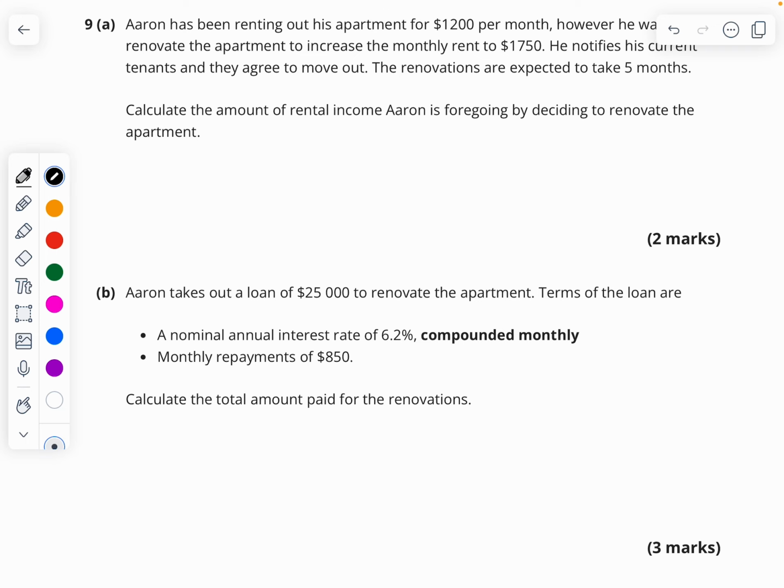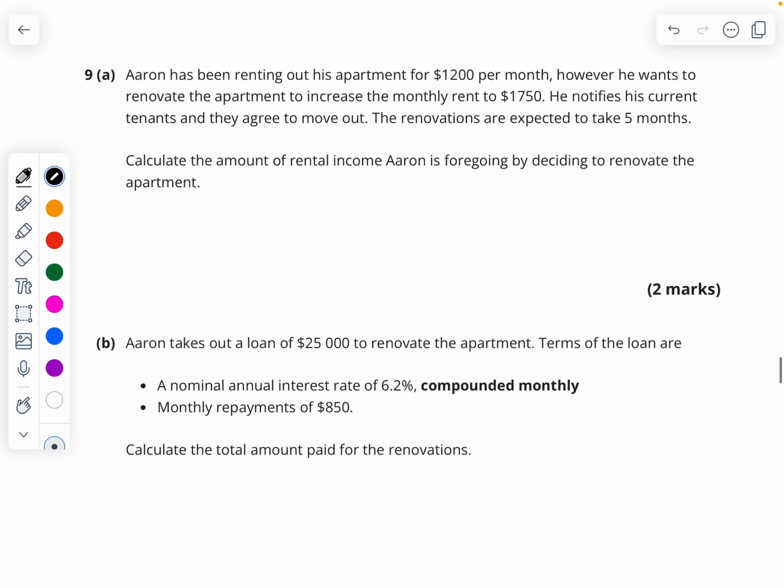Aaron has been renting out his apartment for $1,200 per month. However, he wants to renovate the apartment to increase the monthly rent to $1,750. He notifies his current tenants and they agree to move out. The renovation takes about 5 months. Calculate the amount of rental income he is foregoing. So he's foregoing for 5 months, 5 times 1,200, which is going to be $6,000.